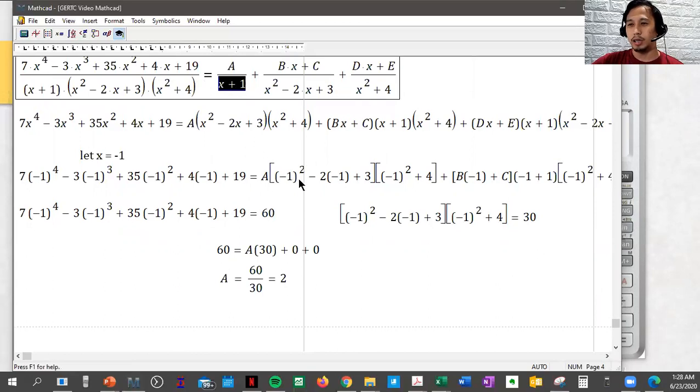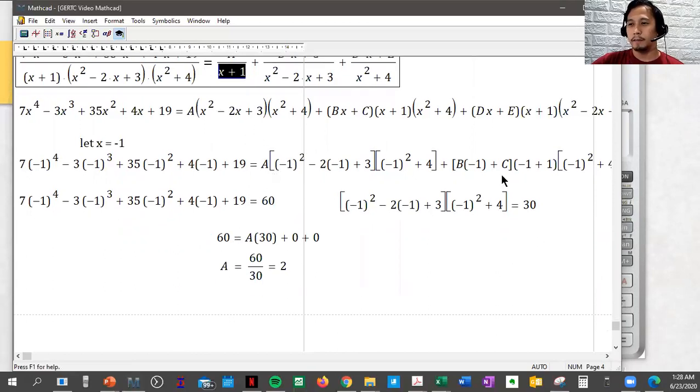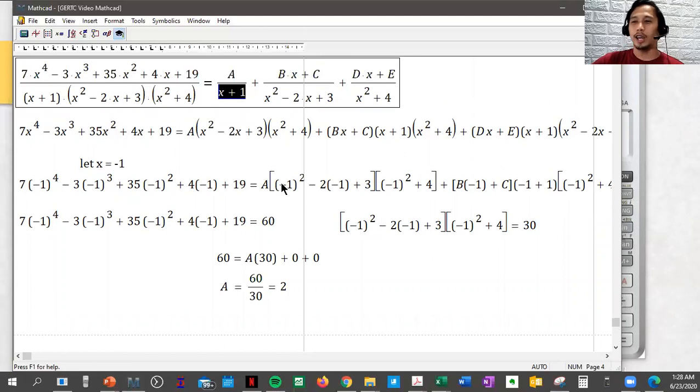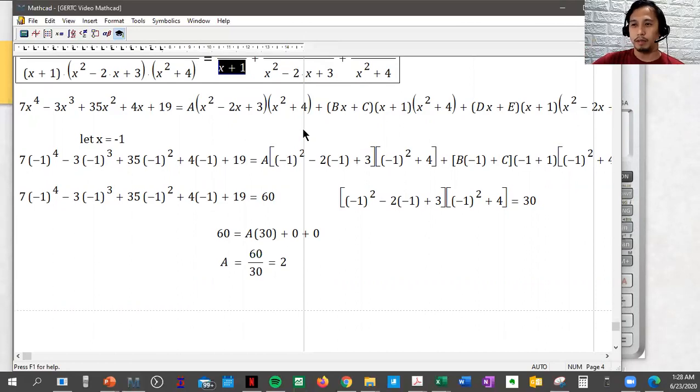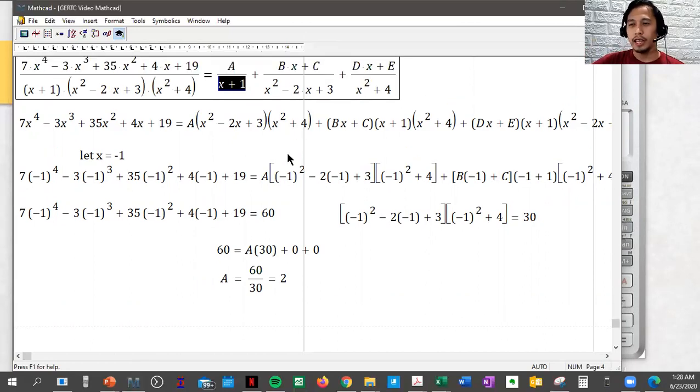The same as what we did dito, as what you see. Madali lang to solve for A. Ang mahirap dito, honestly, is yung pag-solve ng B, C, D, and E. These other variables. Now, how to do it? Well, ganito.